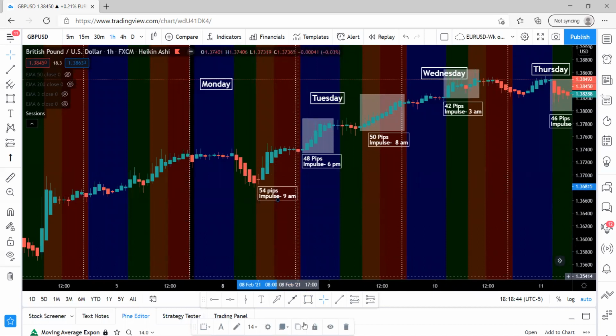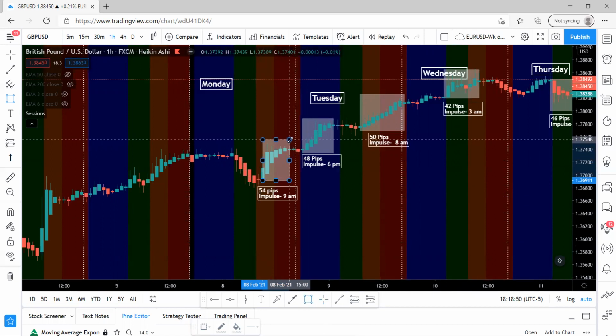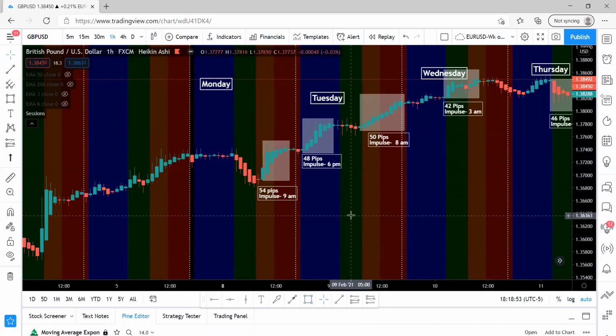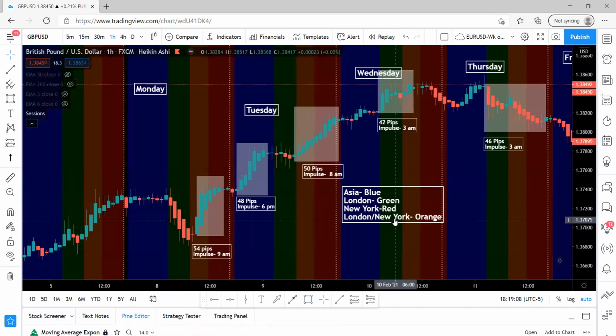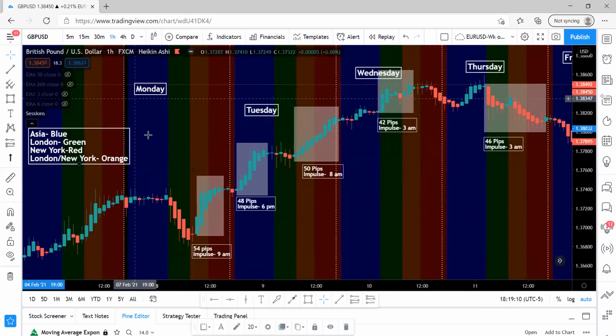Okay. So now that we've labeled the week, we can go back and look and see what it is telling us. So the purpose of the color-coded sessions is that it helps you to verify and makes it clearer what sessions these pairs are moving in. So again, if we go back and we get our color key over here, Asia is in the blue, London session is in the green. As I said, they overlap. So that's why you see the orange, because green and red makes orange. And that is the time where you're basically in both the New York and the London session, and then it turns into just the New York session.